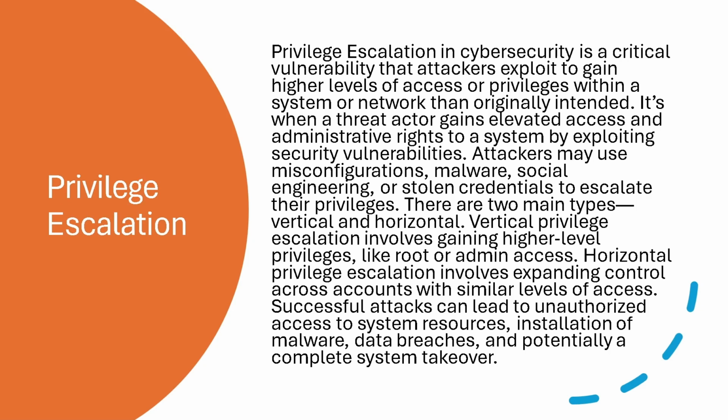There are two main types: vertical and horizontal. Vertical privilege escalation involves gaining higher-level privileges like root or admin access. Horizontal privilege escalation involves expanding control across accounts with similar levels of access. Successful attacks can lead to unauthorized access to system resources, installation of malware, data breaches, and potentially a complete system takeover.